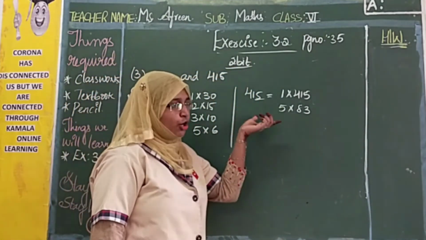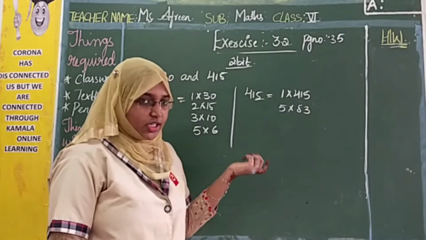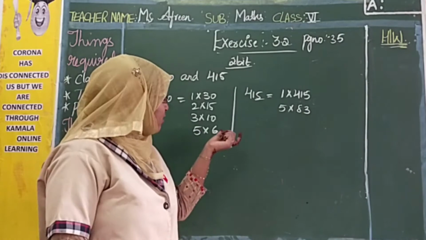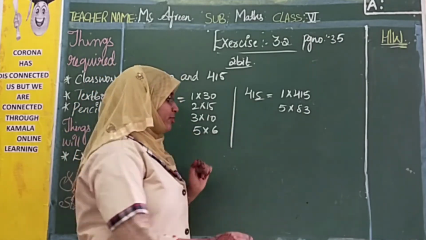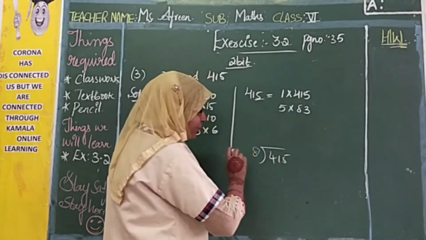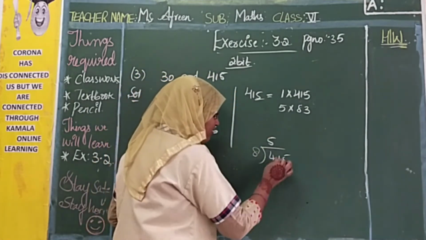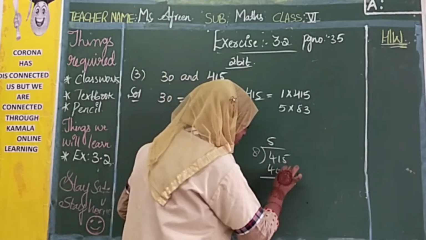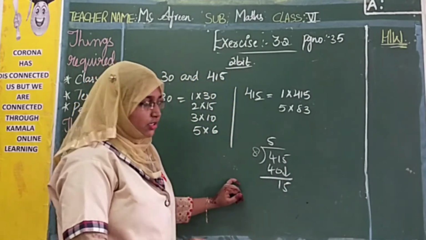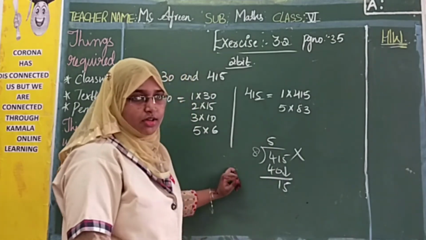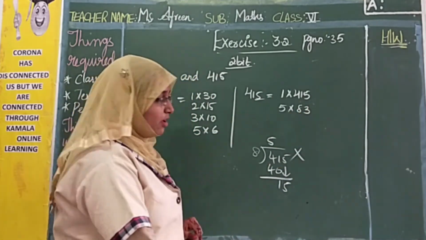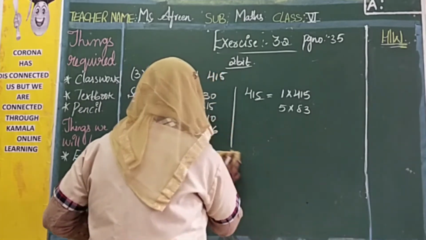Next rule 6. 2 and 3 are not satisfying, so rule 6 will also not be satisfied. 7, no. 8, what is the rule for 8? The last 3 digits should be divisible by 8. Is it divisible? See, 4 1 5. If you take 40, 8 5s are 40. But 15 will not go in 8 table because 8 2s are 16. So no. So only 1, 5, 83 and 415 are the factors of 415.